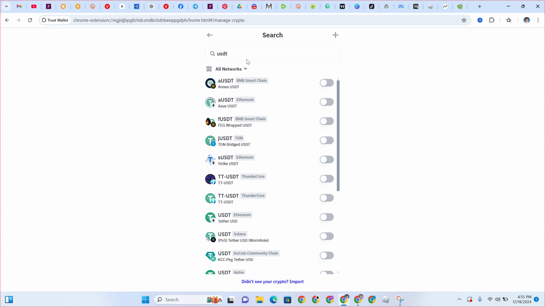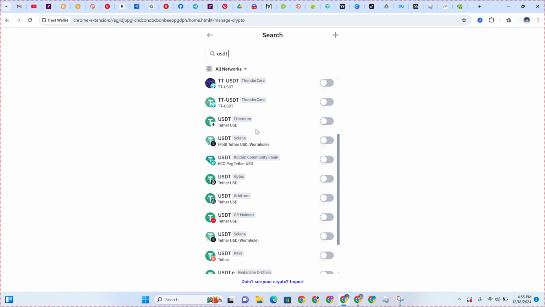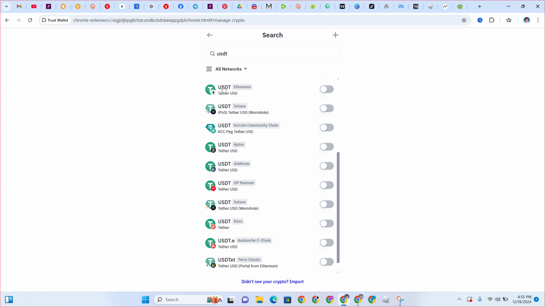So if someone tells you to send him or her your USDT ERC20 address, what you're going to send the person is this token. I'll scroll down. So this is it, USDT Ethereum. This is what you're going to send the person. This is what is your USDT. This is what is your USDT ERC20, right?